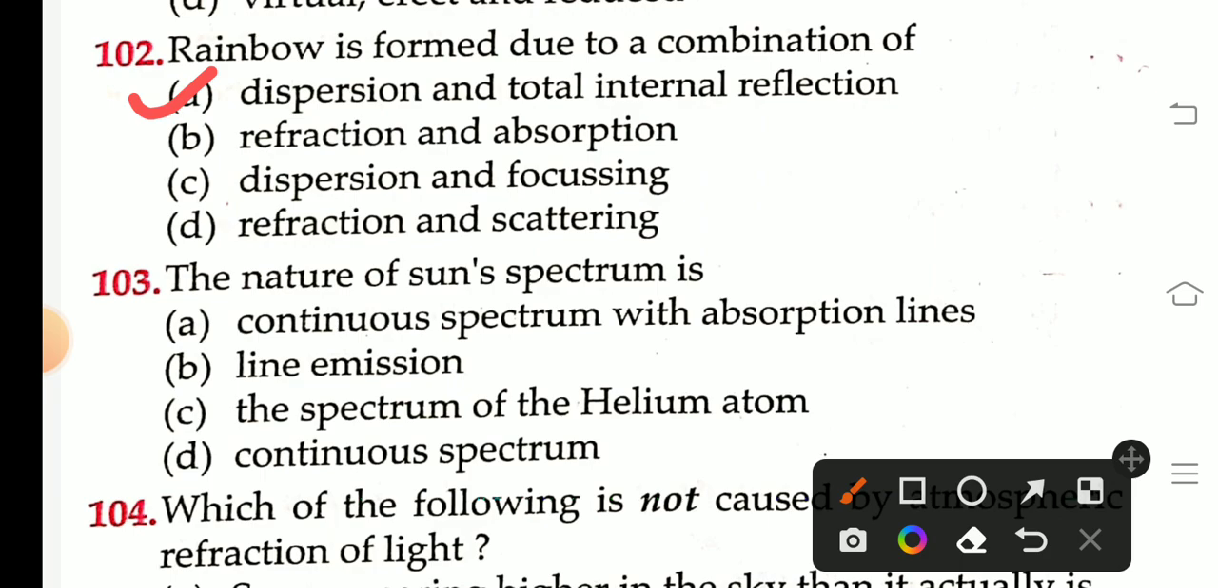Next, the nature of sun's spectrum is. Right answer option A. Continuous spectrum with absorption lines.